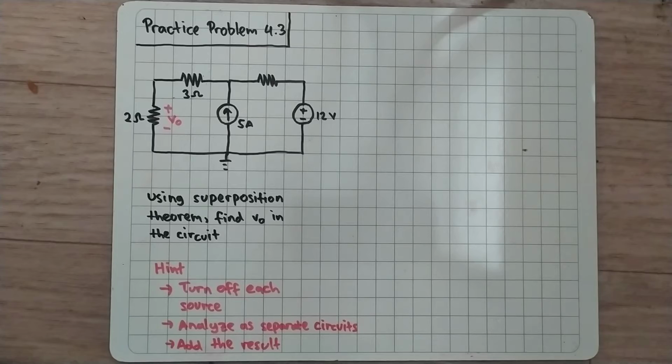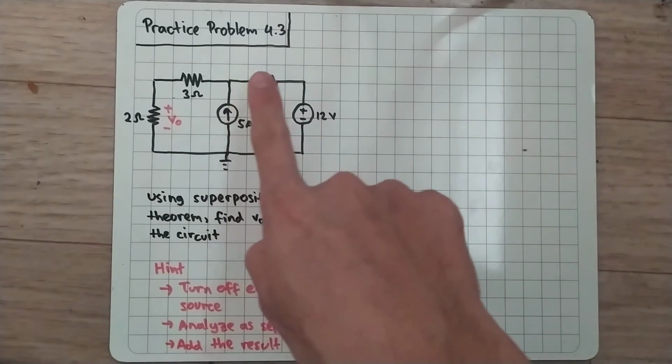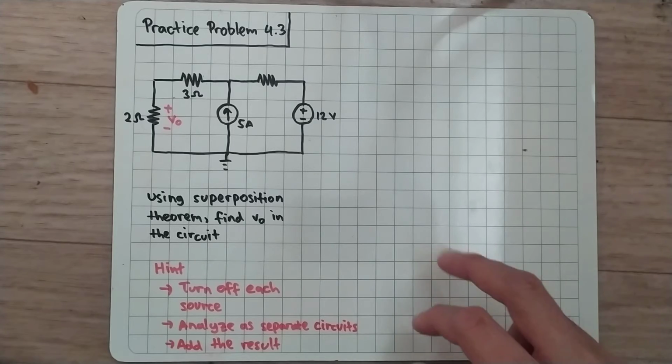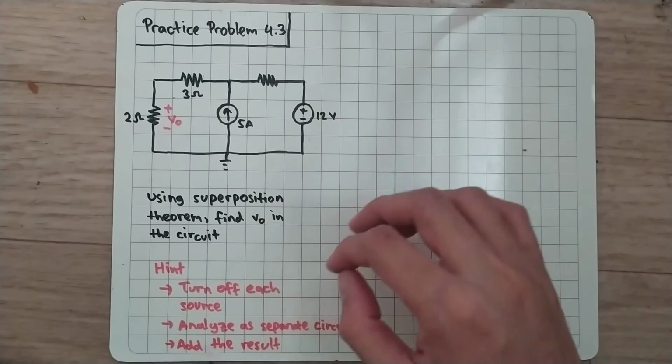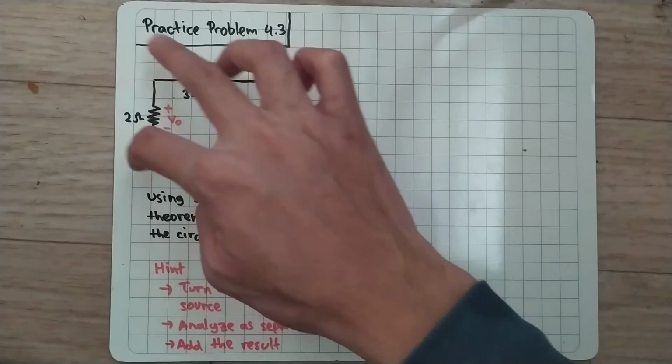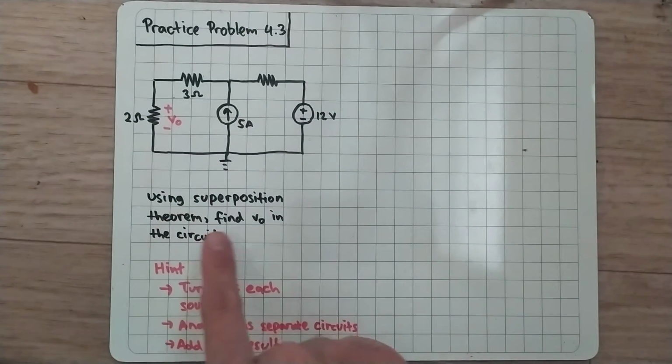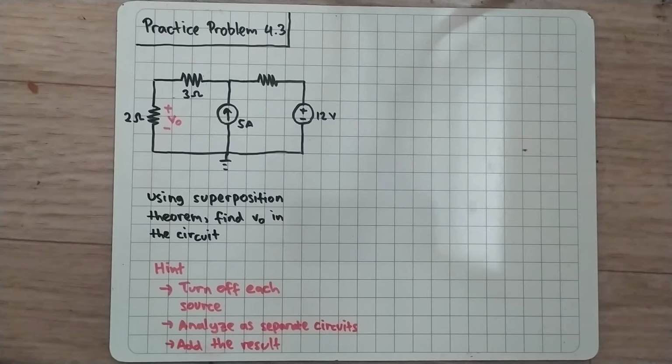My name is Ardi and we are going to solve practice problem 4.3 from Sadiku book, and the question is find V0. V0 is the voltage across this 2 ohm resistor here, and we are asked to use superposition theorem. Okay, first here is some hint.